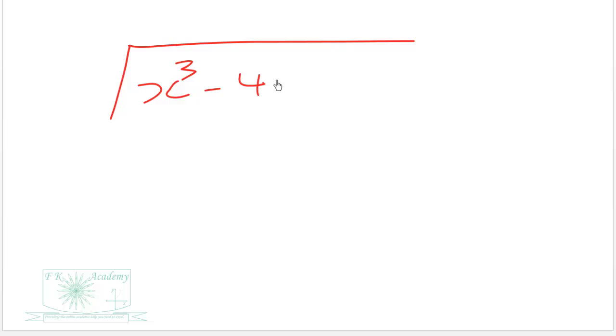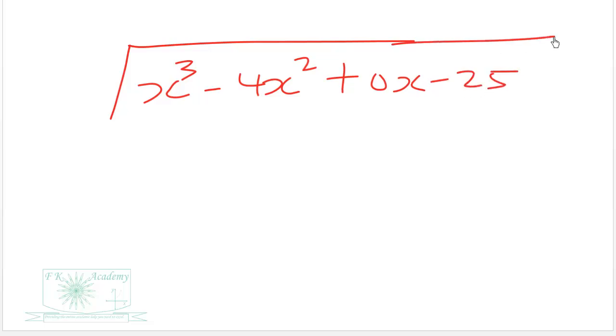Well, we can use long division, polynomial division. So let's perform the polynomial division. So we have the polynomial x cubed minus 4x squared plus 0x minus 25. We provide for the missing term. Then we divide by x minus 5.